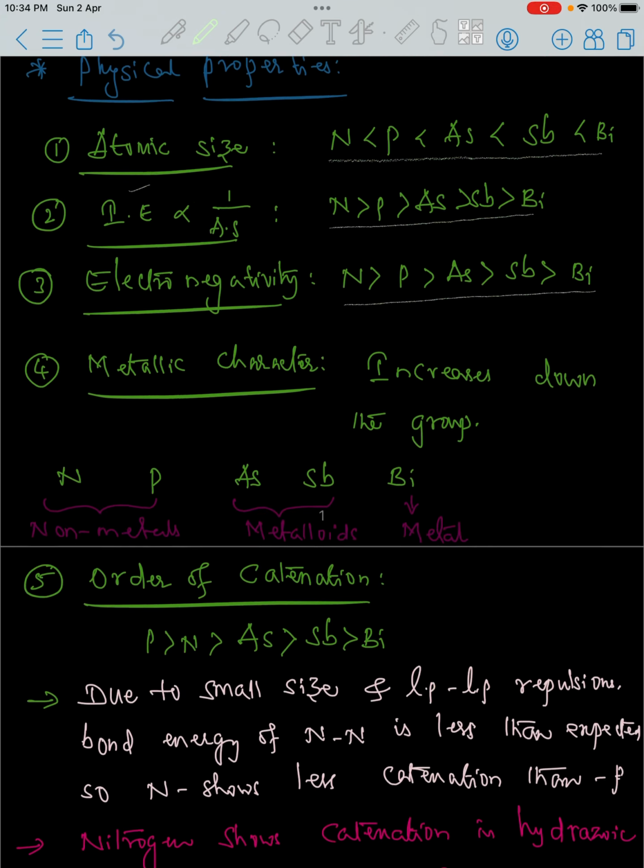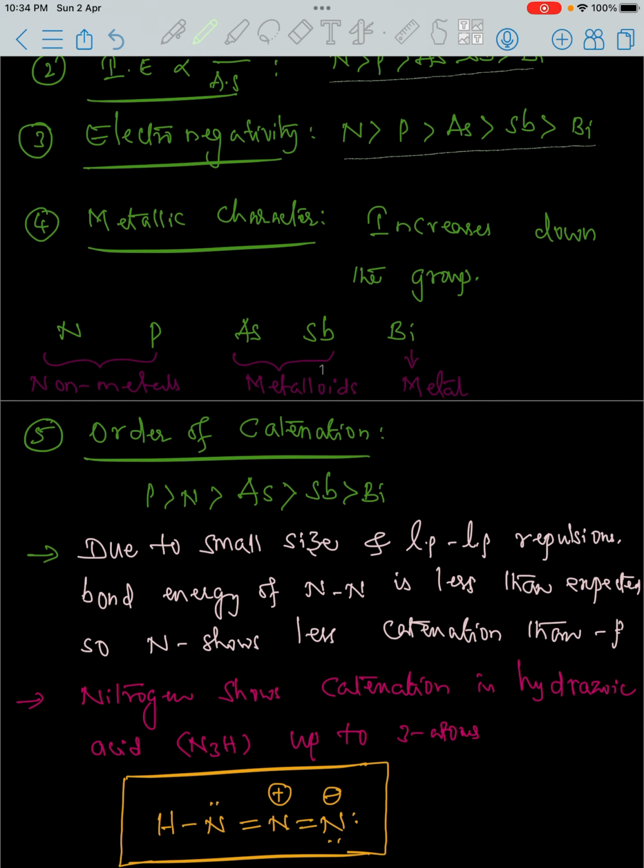Next, coming to metallic character. If you observe, it increases down the group. Among the elements nitrogen, phosphorus, arsenic, antimony, bismuth, the first two, nitrogen and phosphorus, are non-metals. Arsenic and antimony are metalloids, whereas bismuth is a metal. So down the group metallic nature increases. Bismuth has more metallic nature compared to the remaining elements in the 15th group.